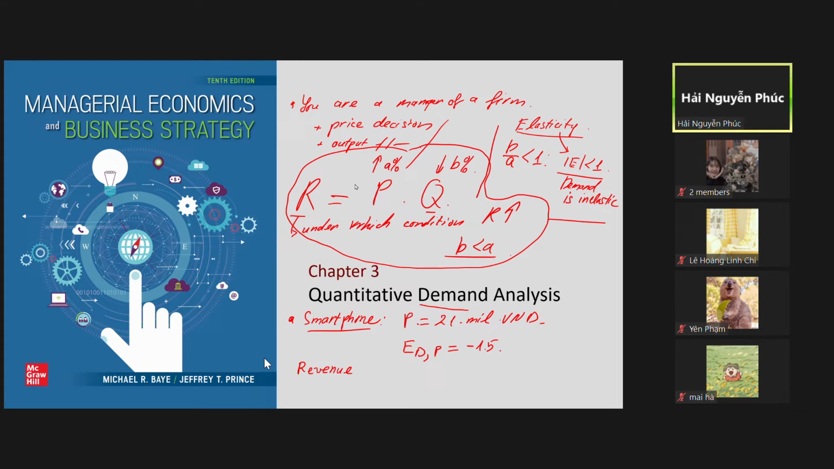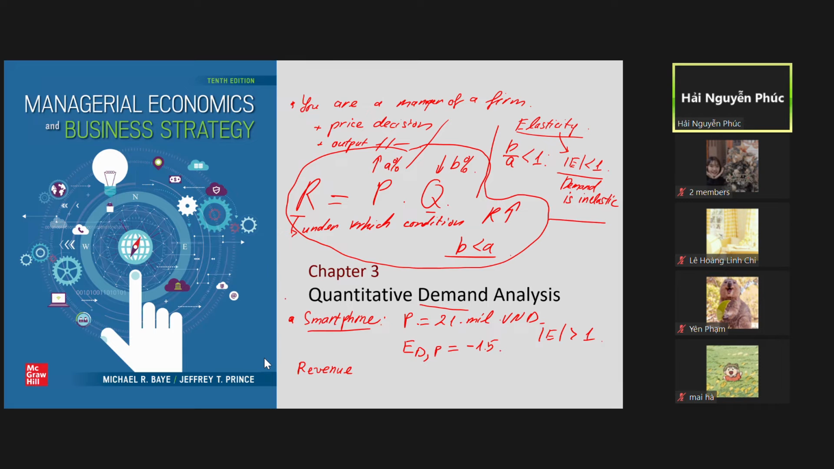You increase the price. What would happen if you increase the price? No, it is minus 1.5, and it is elastic. It is elastic, because in absolute value it is greater than 1. It is called elastic.